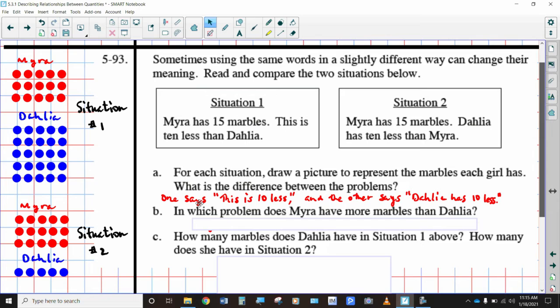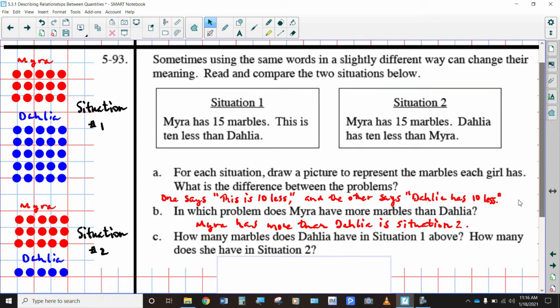Okay. One says this is 10 less, situation one, and the other one says Dahlia has 10 less. And so those subtle changes between the two situations make a big difference for how many marbles Dahlia has. In which problem does Myra have more marbles than Dahlia? Well, that would be situation 2, right? When Myra has 15 and Dahlia has 10 less, that means that Dahlia must have 5. She has 10 more in situation 2.